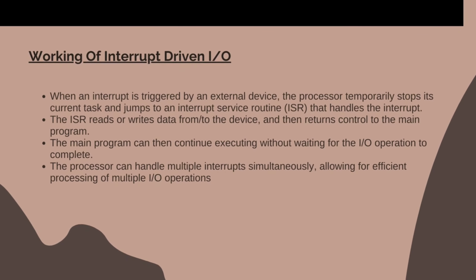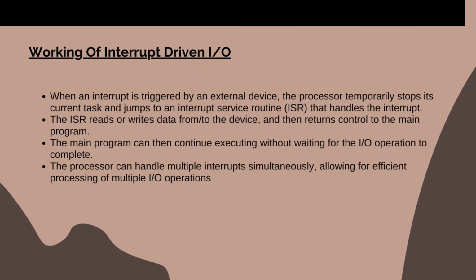Working of interrupt driven IO. When an interrupt is triggered by an external device, the processor temporarily stops its current task and jumps to an interrupt service routine that handles the interrupt. The ISR reads or writes data from or to the device and then returns control to the main program. The main program can continue executing without waiting for the IO operation to complete.